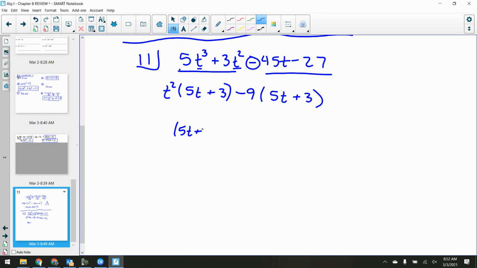Okay. 5t plus 3, and then t squared minus 9. I would be very happy if you got there. Did anybody say anything different, though? Or do you see anything you could do now? There's a difference of squares in there. I could take this and keep factoring it down, can't I? That is a difference of squares. So let's do that. 5t plus 3, and then I've got a t minus 3, t plus 3.